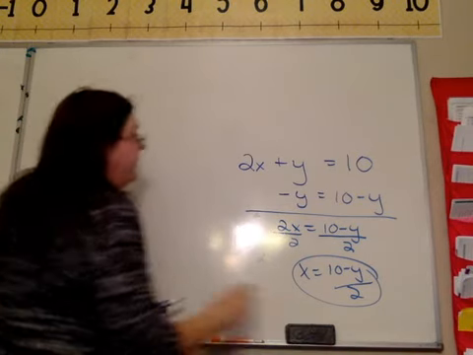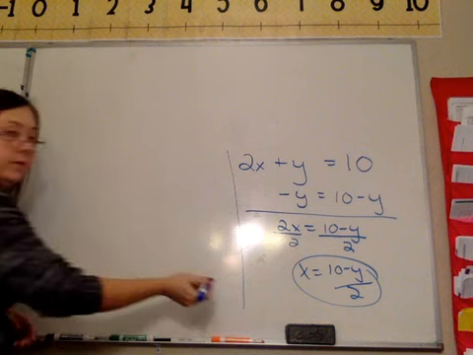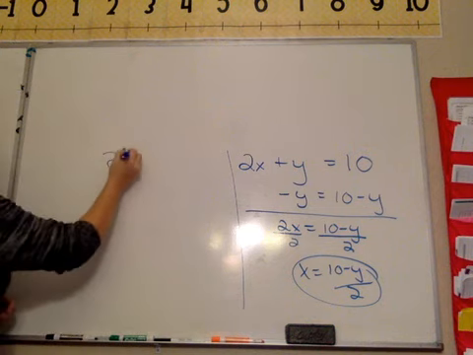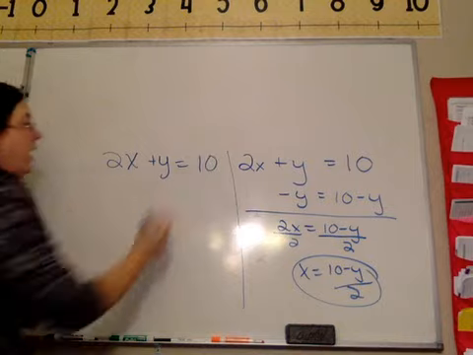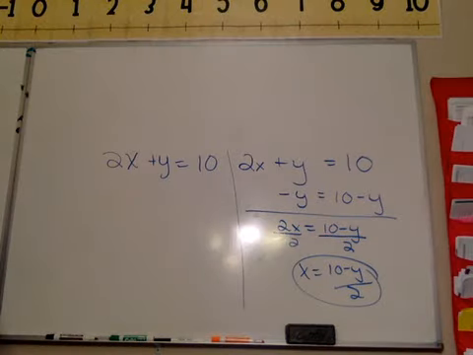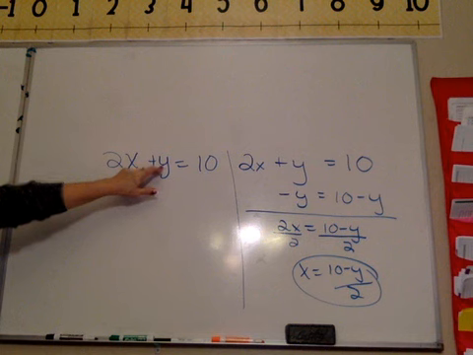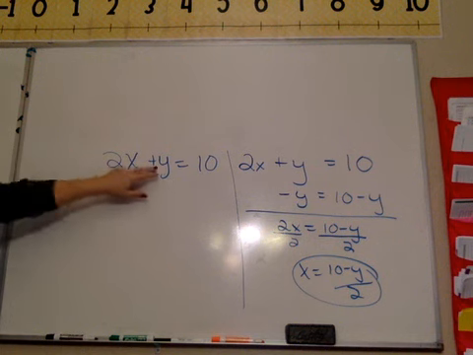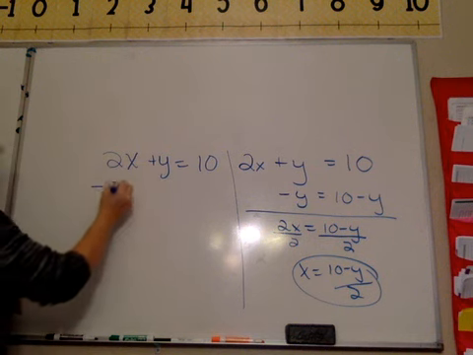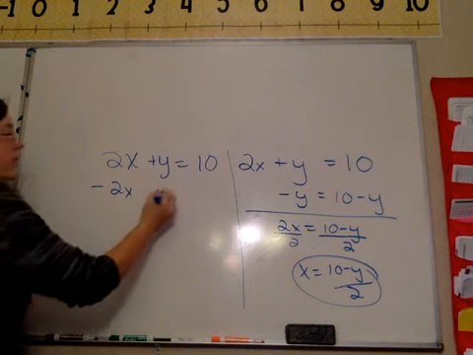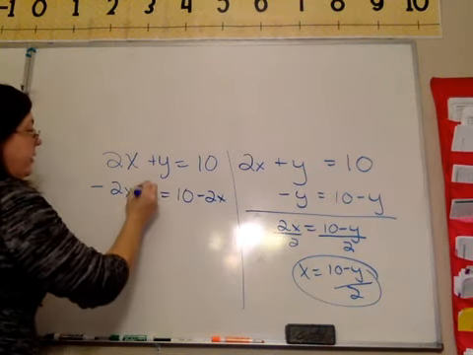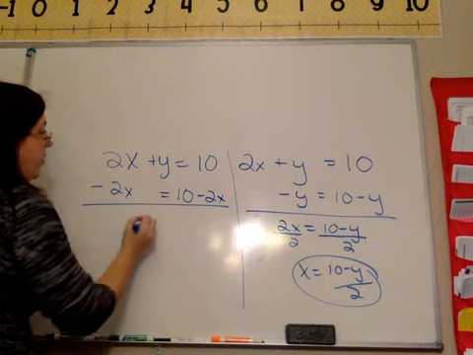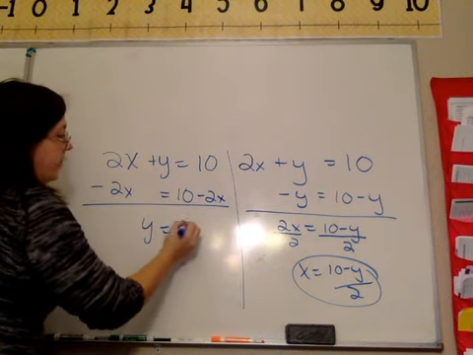We can take that same problem and solve for y. I could tell you to solve for y in terms of x. That means we want to keep the y. That means the 2x is added to the y. That means the 2x has got to go away. So when you do that, y would equal 10 minus 2x.